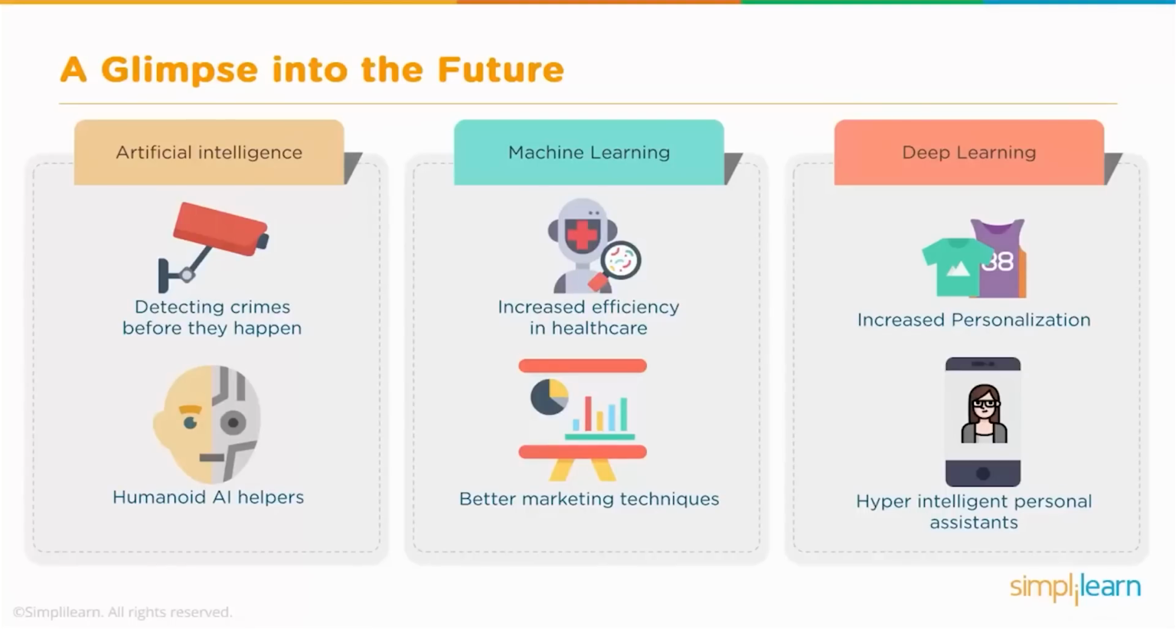Better marketing techniques. Any of these things, if we get into the sciences, it's just off the scale. Machine learning and artificial intelligence go everywhere. And then the subcategory deep learning, increased personalization. What's really nice about deep learning is it's going to start catering to you. That'll be one of the things we see more and more of, and we'll have more of a hyper-intelligent personal assistant.